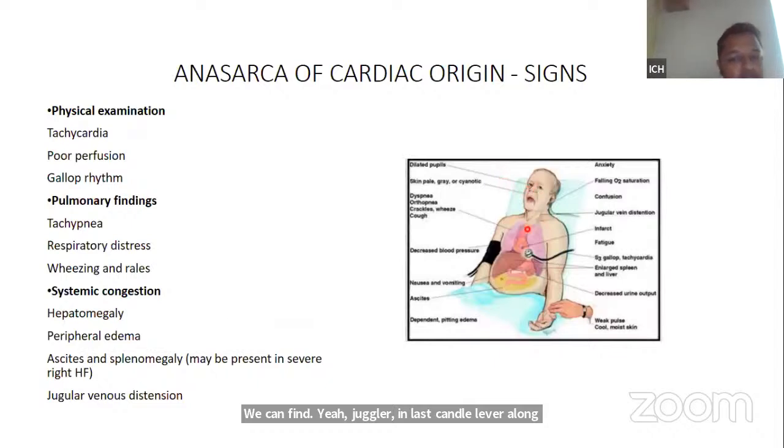Now, on examination, the signs which we can find are tachycardia, poor perfusion, gallop rhythm, tachypnea, respiratory distress, and in case of pulmonary edema, we can find basal crepitations. Along with that, hepatomegaly and peripheral edema can be seen.